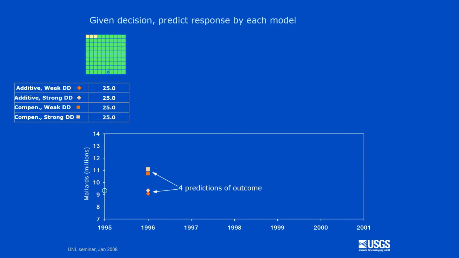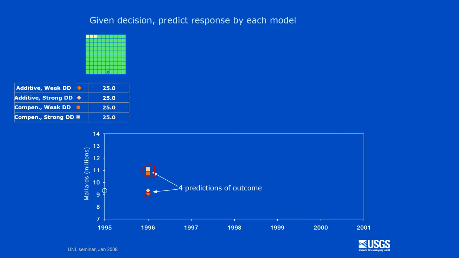So, with the model with additive mortality and low density dependence, you get a prediction that the population will be the same or drop a little. With the other models where you have compensatory mortality in the population, they say it's going to go up even after you shoot a lot of birds. So those two sets of models really kind of separate.